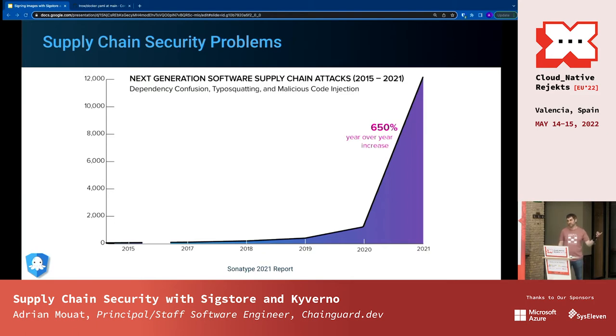Typo squatting, which you probably know: if you fat finger a dependency, then an attacker can give you perhaps something that looks like it does the same, but also does something malicious behind the scenes. And then simply malicious code injection.